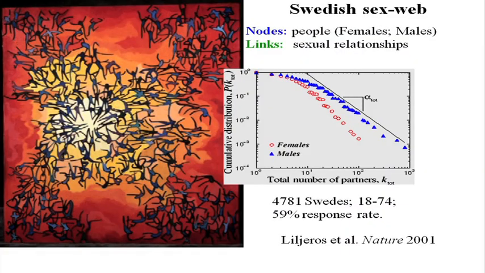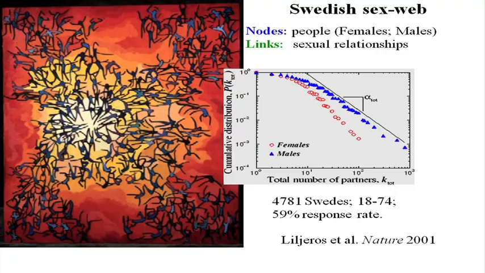So, now to motivate you further, as I was talking about the Swedish sex web last day, I already talked about this example of the Swedish sex web, where each node is an individual and an edge can be interpreted as a sexual relationship between a pair of individuals. Now, we will assume that this network is a heterogeneous network.